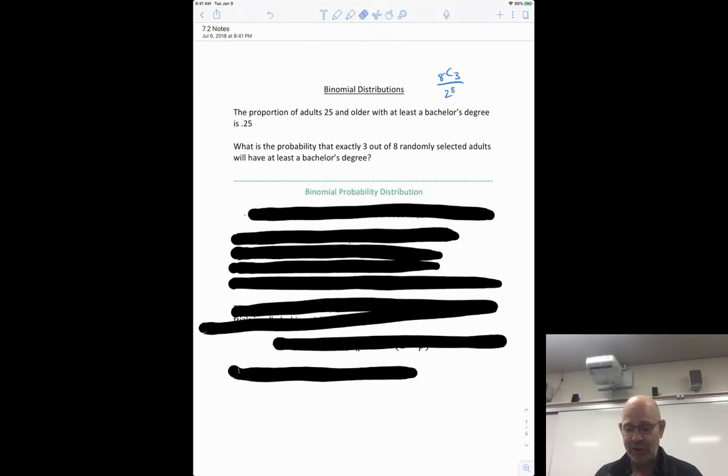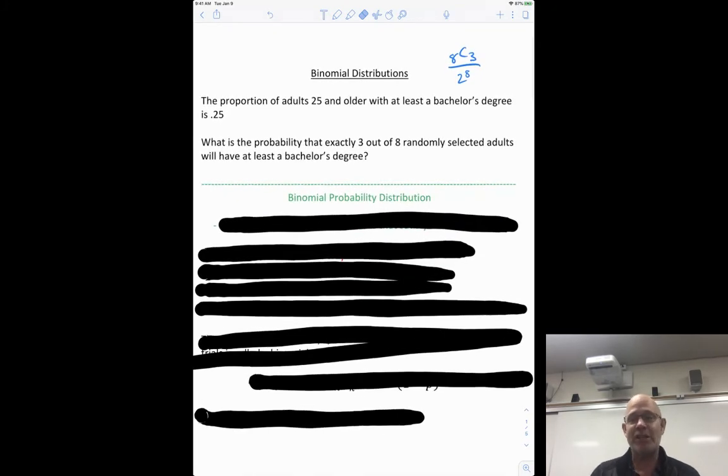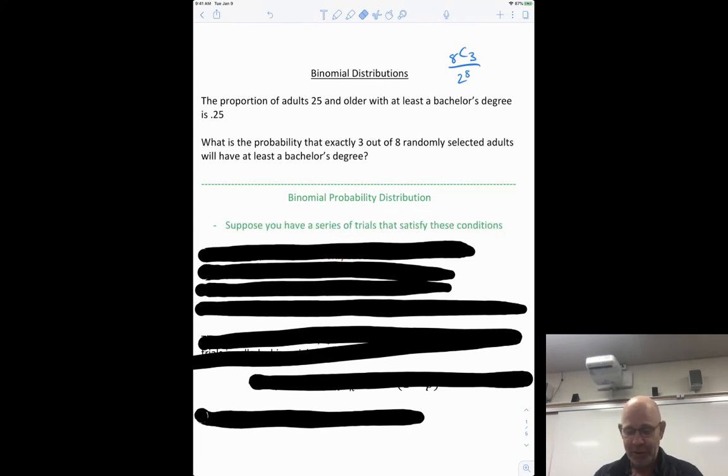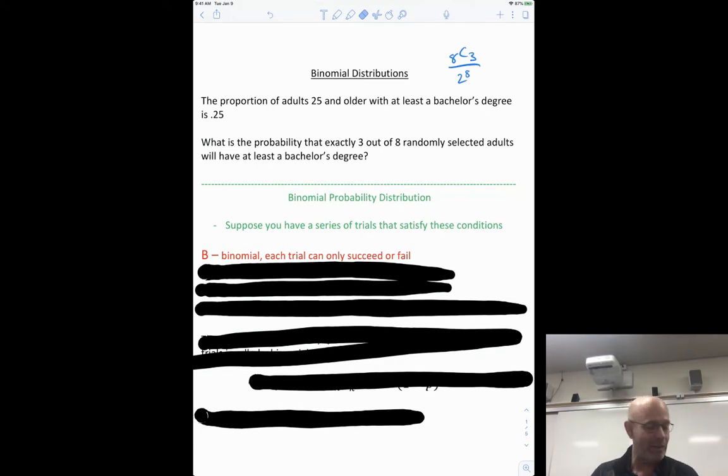All right, so this is called a binomial distribution. There are some conditions, 4 conditions that must be met to be able to use the formula for binomial distribution. So we have a series of trials that satisfy 4 conditions. The first condition is that it needs to be binomial. Each trial can only succeed or fail. They give a little mnemonic device to help out with this. So they use B for that.